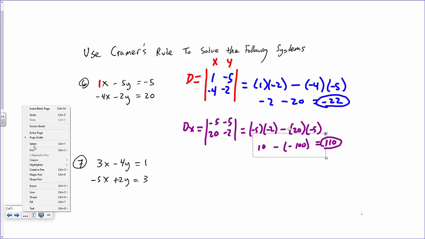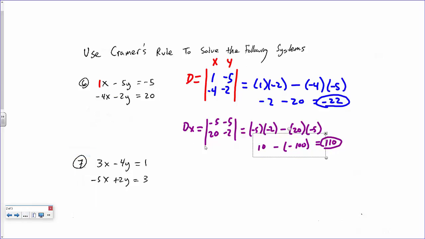Lastly, we'll do dy. So dy, this time we're going to replace the y column with these two numbers on the end. So we have 1, -4, and the last two numbers will be -5 and 20.